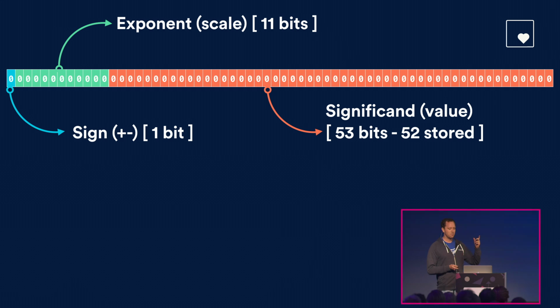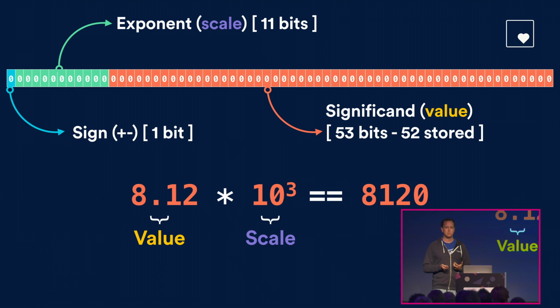Now I've got 52 bits written there because it sort of has 53 bits, in that it assumes the first bit is always 1. So we can store 53 bits worth of information there, but we only have 52 bits. And this number system is very similar to scientific notation, if you've ever seen that, which you probably have. So you have a value, say in this case 8.12, times by some scale to give us our result. And this is exactly how floating point numbers work as well.